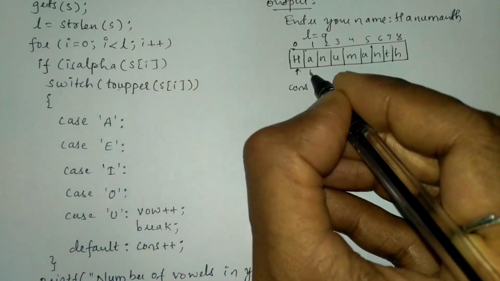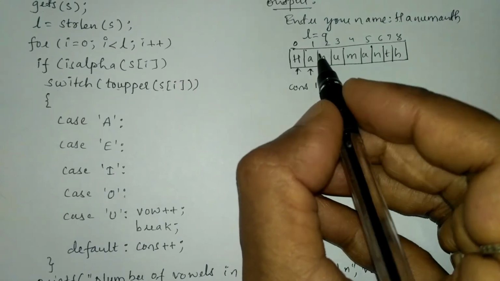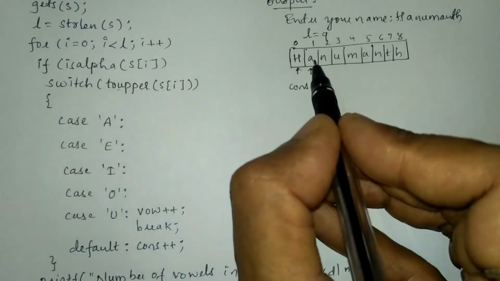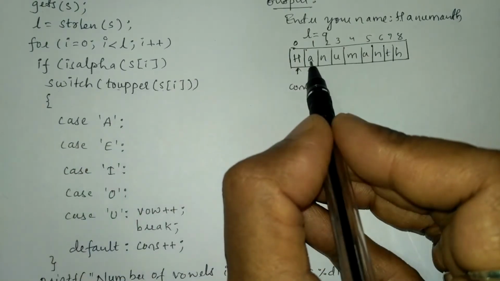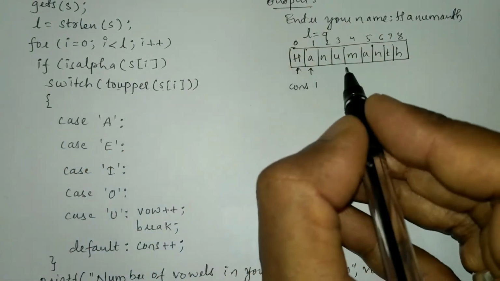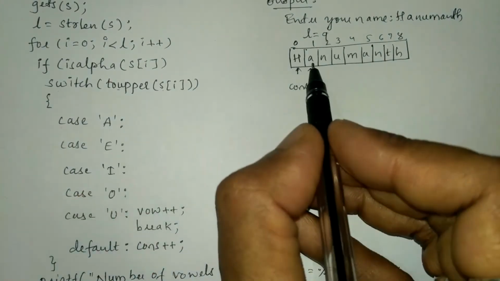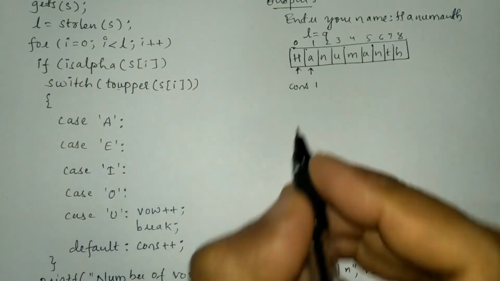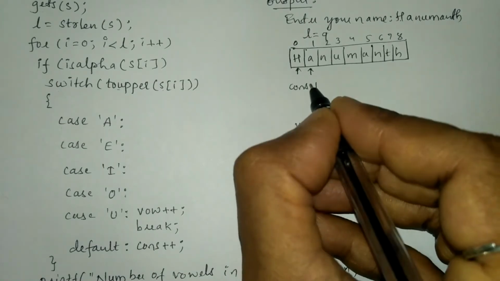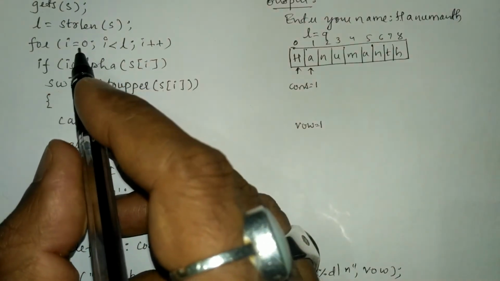Now i is pointing to what? Variable, sorry, value A, correct? That is stored in index number 1. So isalpha of s[1], that consisting of what? A. Yes, it is alphabet. It is true. Switch to upper. So it will become capital A. So here case A is matching with the letter. Hence vowels plus plus. Here vowel will get incremented by 1. Now the vowel value is 1. So again control transfers to for loop by incrementing the value of i by 1.